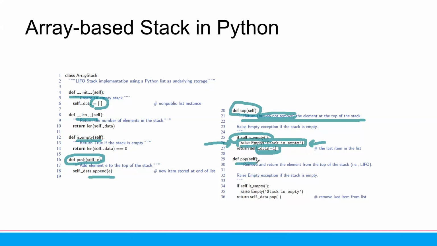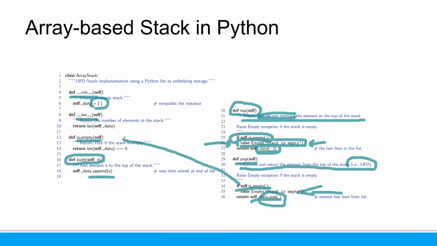When we are doing pop, here is the explanation: remove and return the element from the top of the stack, which is LIFO. So we will check again whether the stack is empty or not. If it is not empty, then self._data.pop. So pop is a function in Python. It removes one element, and the element that will be removed is the last element. If it is empty, then it will go to this raise and it will show the error message "stack is empty". So is_empty is from this one.